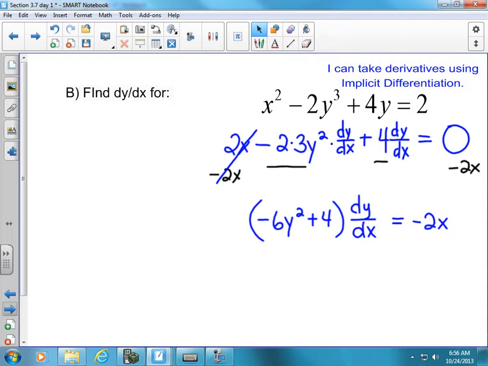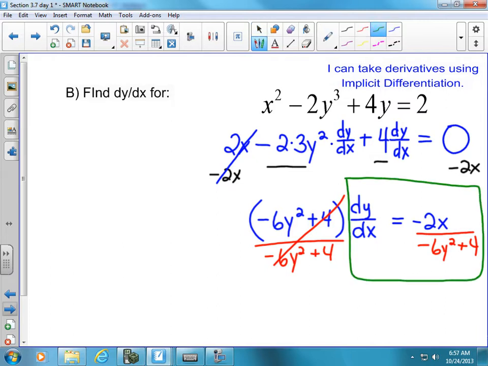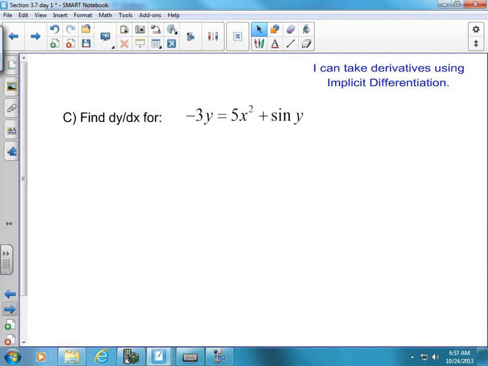Now we divide both sides by this. And voila, we have our answer. All right, this is combining again. Just one more example. I don't know if this is the last one, I forget. Negative 3 times dy/dx.